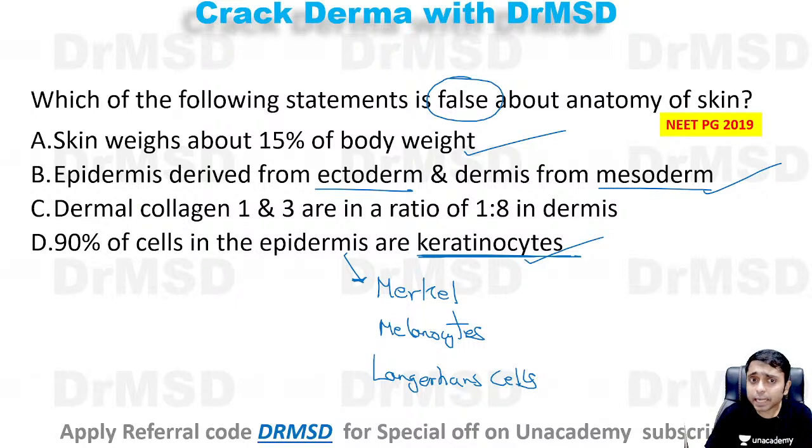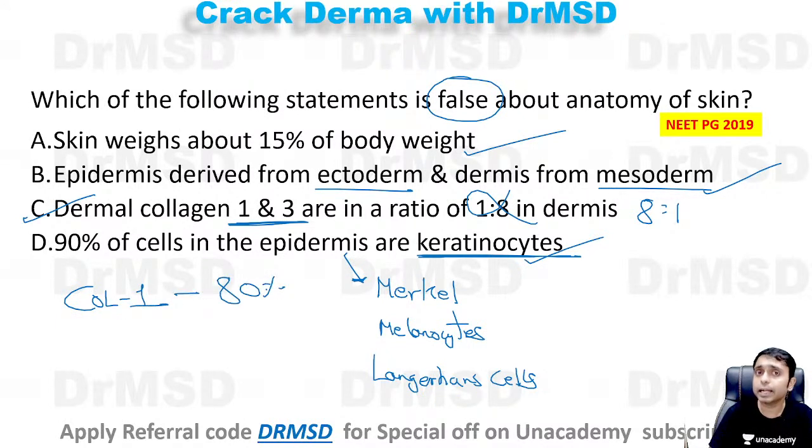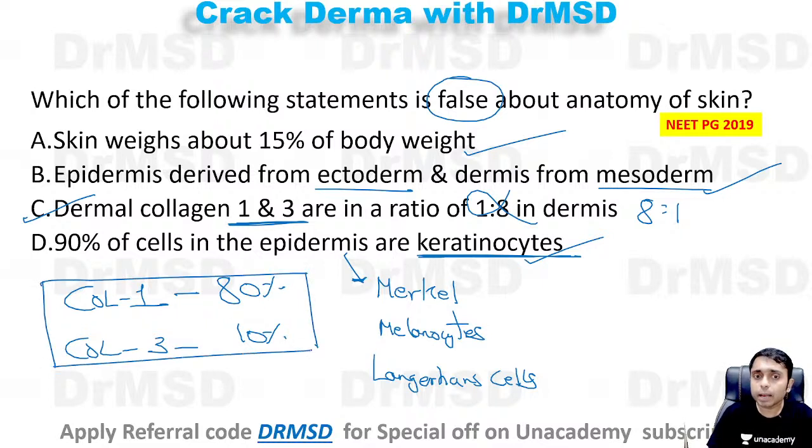Why? Because dermal collagen. So dermis has collagen 1 and 3. This is right till now. But the ratio is exactly opposite. If you just change the ratio to 8:1, then option C would have been right. But right now, because 1:8 is given in the option, option C is wrong. So please remember, collagen 1 is the most common type of collagen, almost forming 80% of the entire dermal collagen, followed by collagen 3, which is approximately 10% of the entire collagen. Please remember collagen type 2 is completely absent in the dermis.